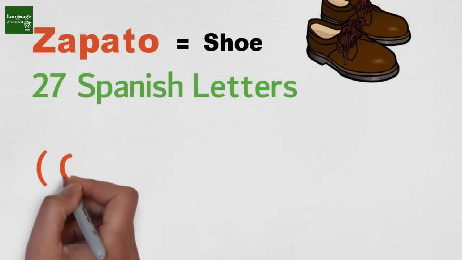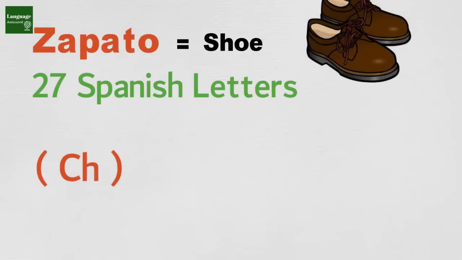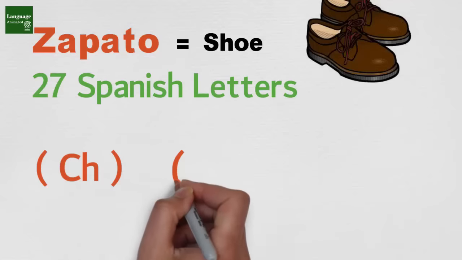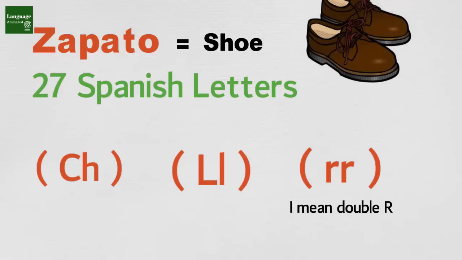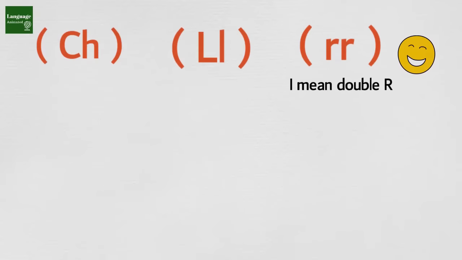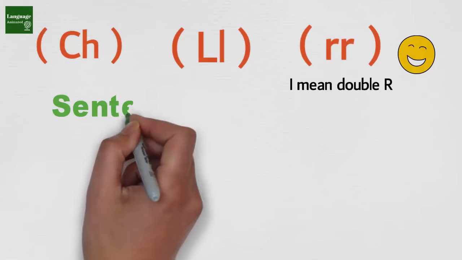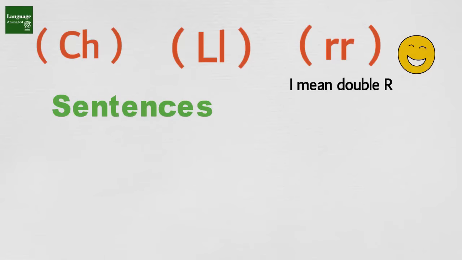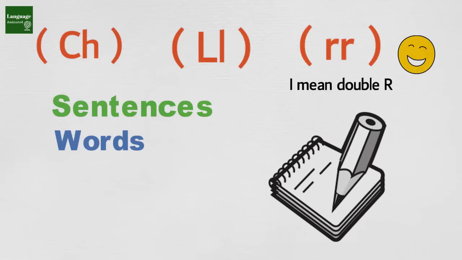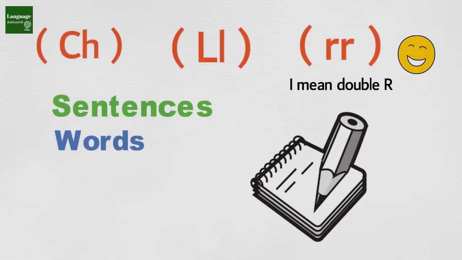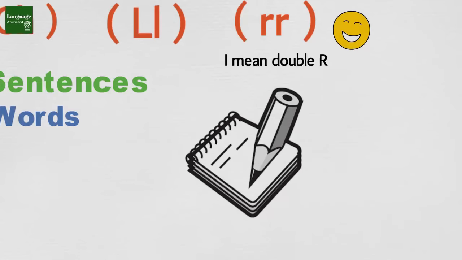Other than these, you will also hear the sound ch, and double l, and also triple r. This is so weird, but this is good. But they are not included in the alphabets. You will hear these in the sentences and words. So keep in mind, or you can take note about it, and you will learn them while learning new words, so don't worry. Okay, so that's all for today.